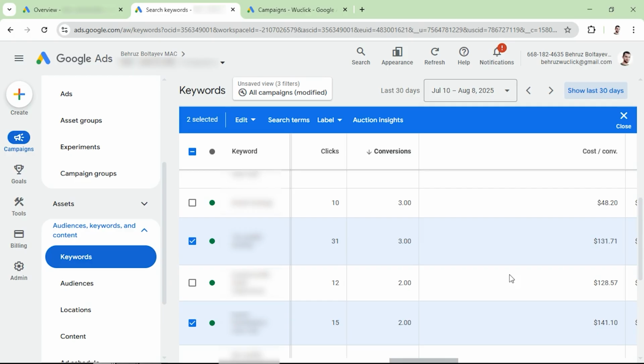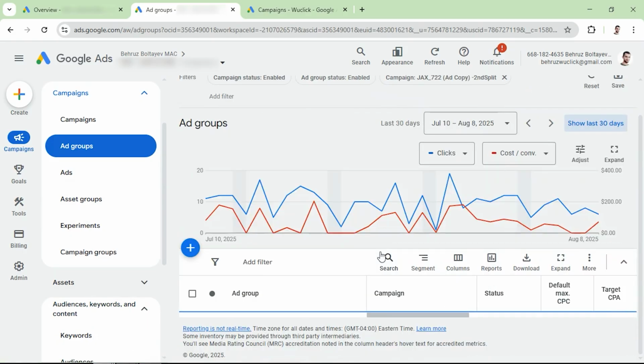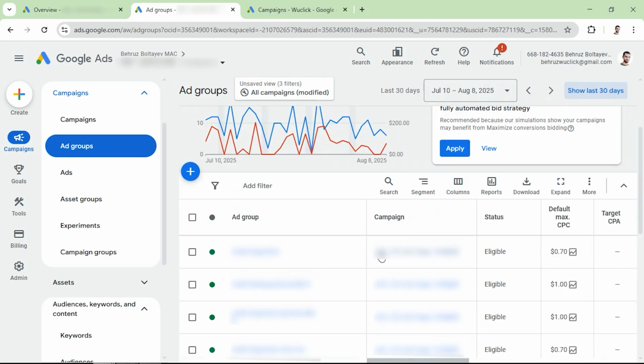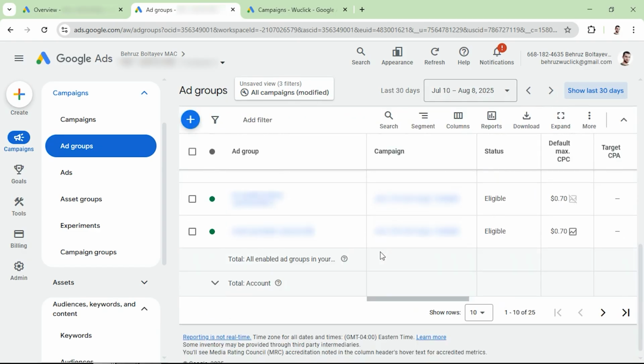So to pause certain ad groups, you need to have that many ad groups because we have more ad groups. As you can see from here, I'm going to show you. We're going to scroll down. I have 25 ad groups in this campaign, and we can analyze them and pause certain ad groups if they're consistently underperforming. And you can do the same with a campaign.